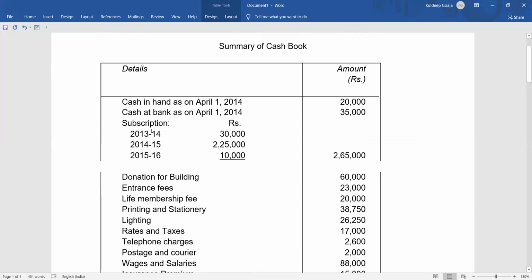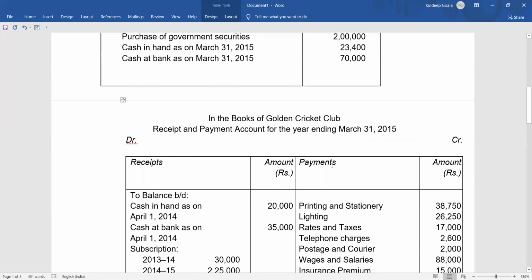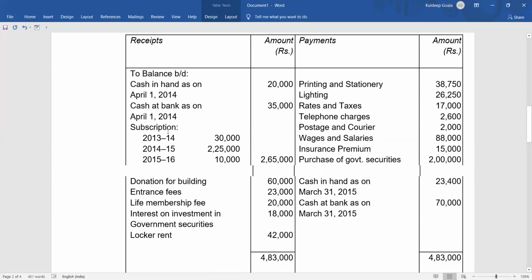After that, we have subscription. So that will also be to subscription because it is a receipt. All as a whole, you can write down 2,65,000. So you can see here, it is written as a whole.